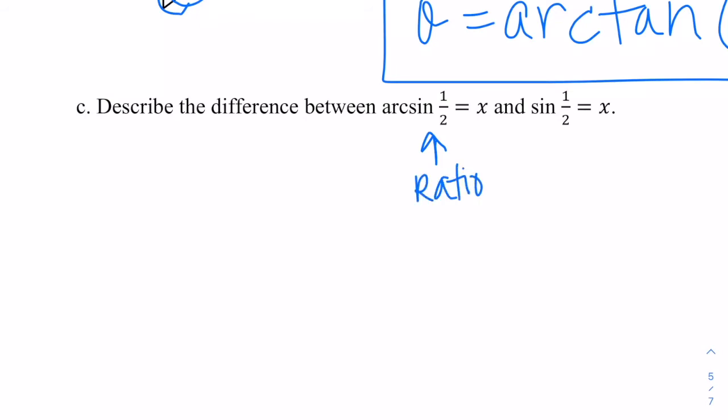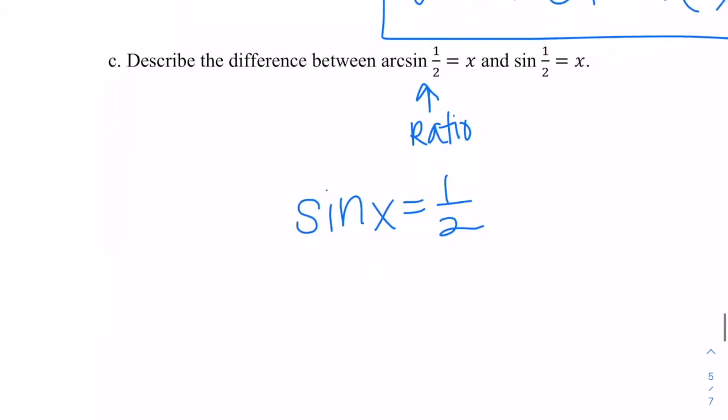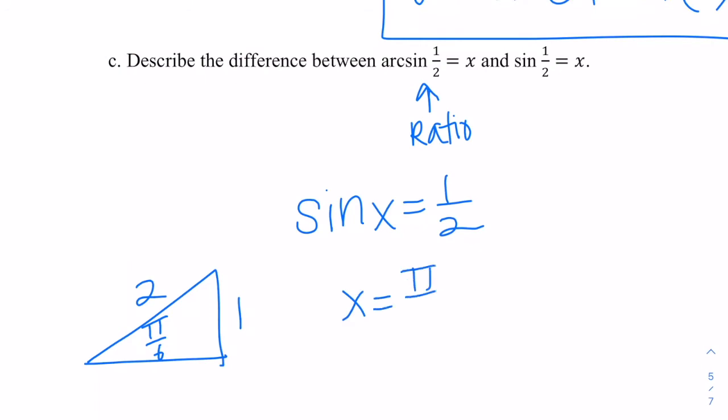And this is, if I was going to rewrite it with a sine, we'd say sine of x equals 1/2. And we actually can solve that, right? So that would just give us a 30, 60, 90. So we know that that would be pi/6. So we could solve that. So x here would be pi/6. So arc sine of 1/2 is giving us the ratio. We're solving for the angle.